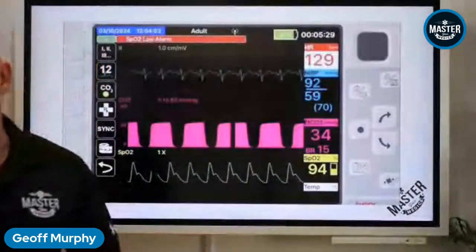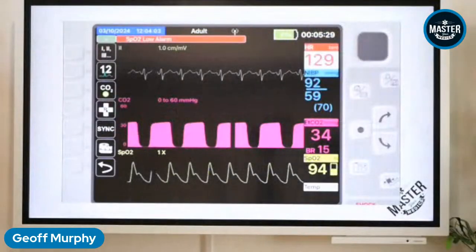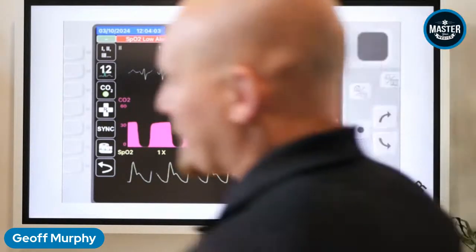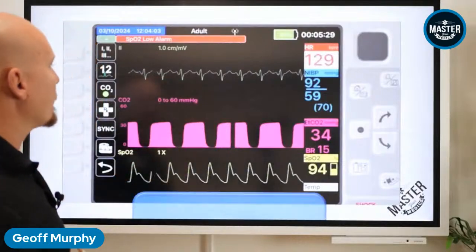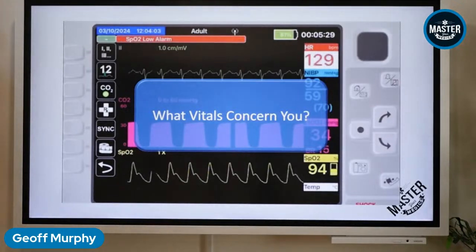Okay, so let's take a look at the vital signs. Okay, what do you see on these vital signs? Is there anything here on these vital signs? Heart rate 129, blood pressure is 92 on 59. ETCO2 is 34, respiratory rate currently is kind of between 15 and 20. SpO2 is 94%. Is there anything here that jumps out at you and you go, okay, what's concerning here? What's the problem, or anything that you see that you're kind of like, okay, this is not good? What do you think? What vitals concern you?